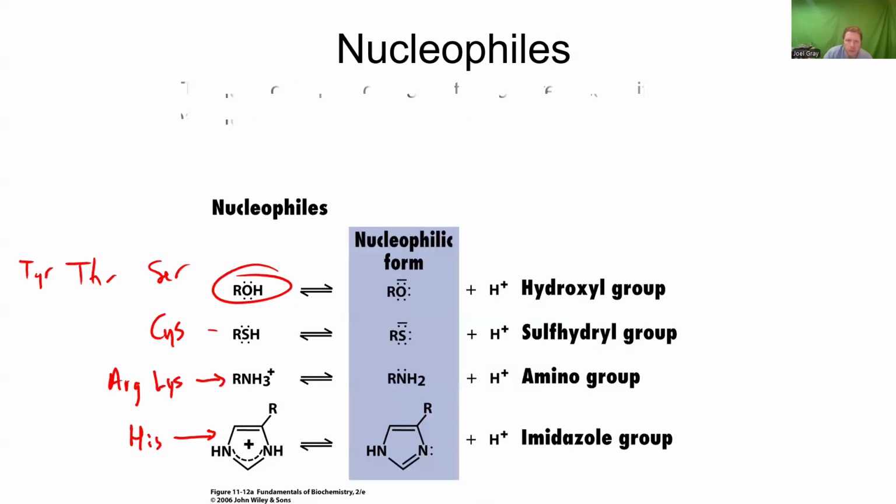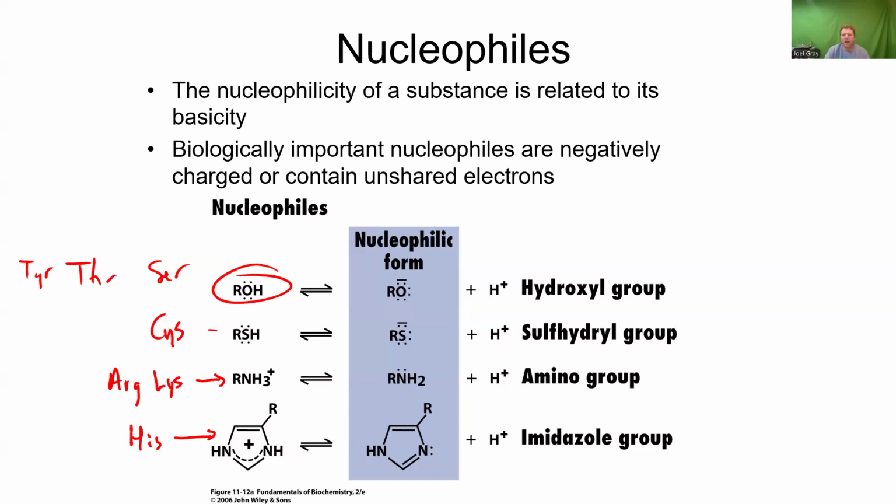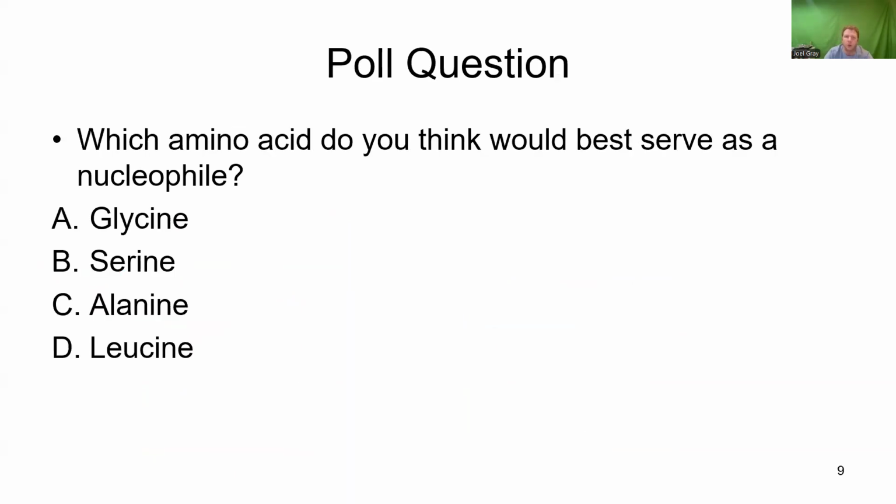Okay, great. So biologically important nucleophiles are negatively charged and contain unshared electrons. Serine, threonine, and tyrosine can all act that way because they all have ROH, but only after they have lost that hydrogen are they really going to act as a strong nucleophile, because that's when they have this high density of electrons and the overall negative charge.